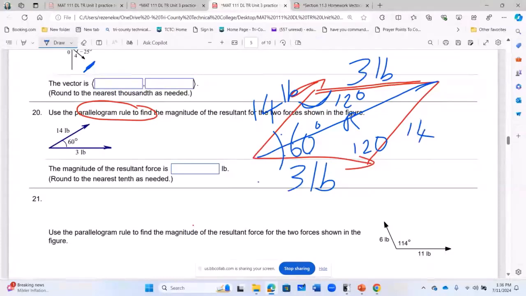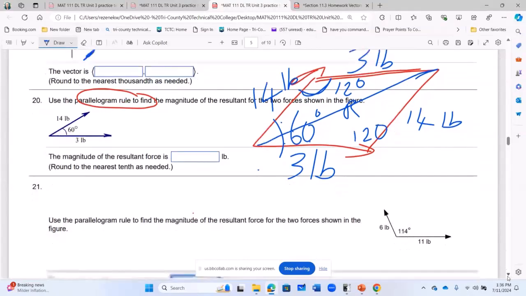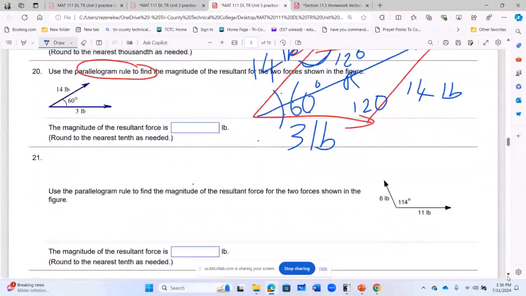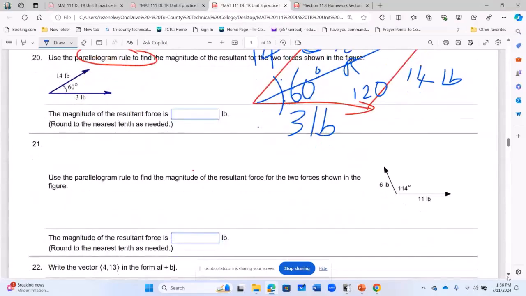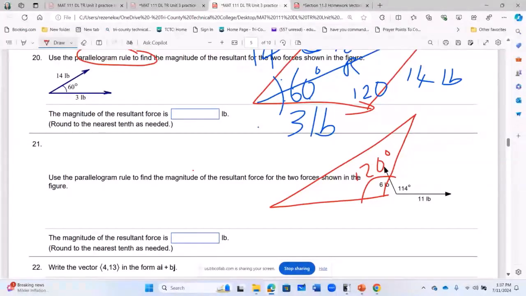So we have two congruent triangles. I'm going to bring one of them out. I have this. What do I know? I know that this is 120 degrees. I don't know this angle, but I know that this is 3 pounds and this is 14 pounds.